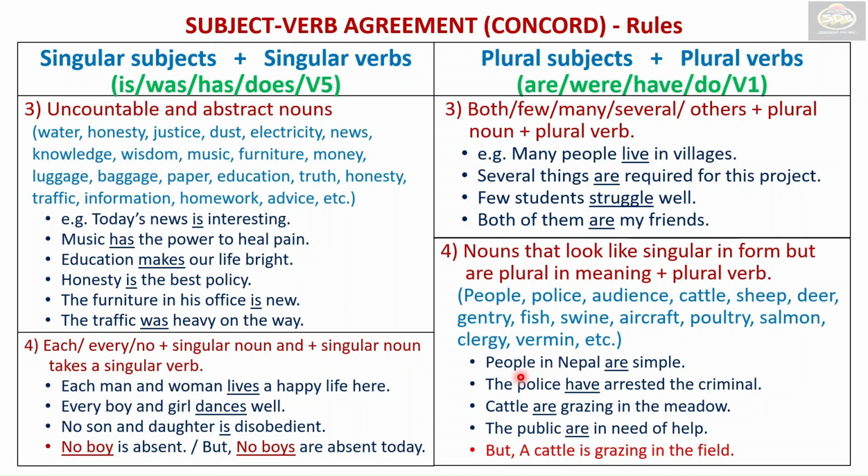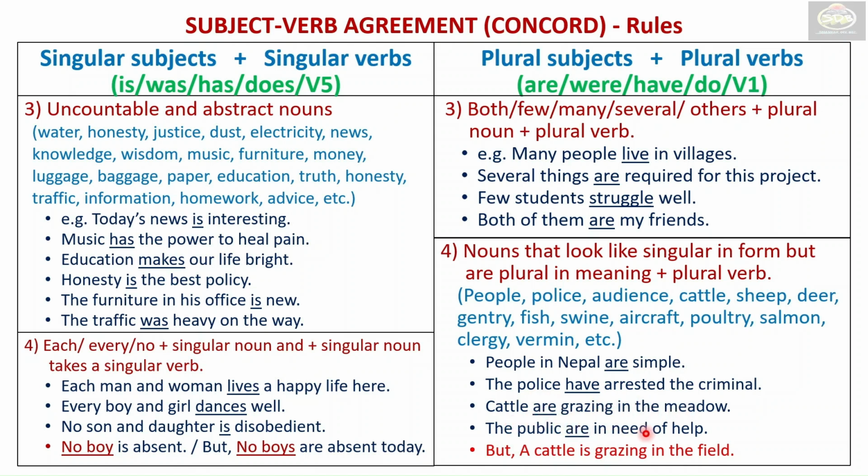Example, people in Nepal. If there is a preposition used in the noun phrase, in such situations we have to look at the noun or the word before that preposition to make agreement with the verb. People are simple. People in Nepal are simple. The police have arrested the criminal. The police is plural. It denotes all policemen and women in a department. The police have arrested the criminal.